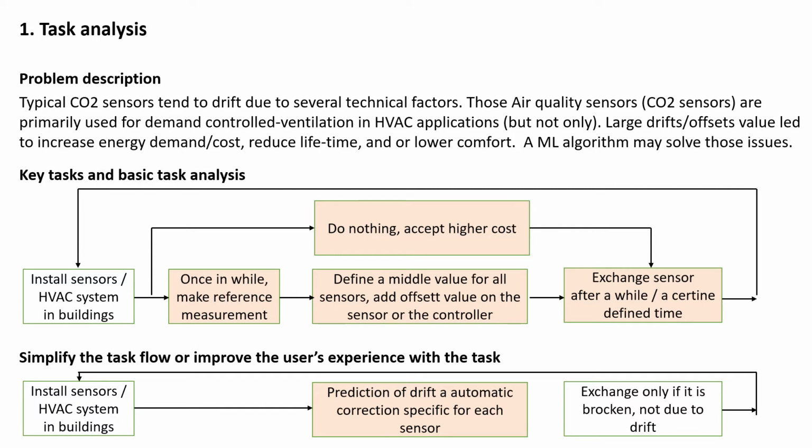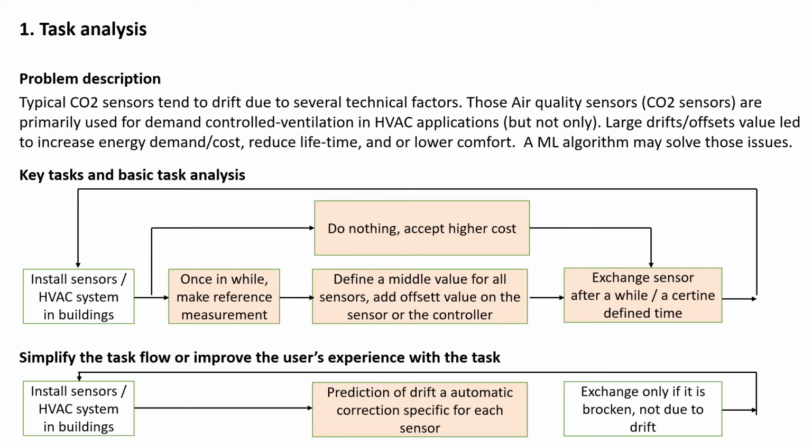That means it goes directly to the installation of the sensors in the building. It is also possible that the owner of the building just accepts the drifts and does nothing. And then after a certain amount of time, he will just exchange the sensors. This will result in high costs.